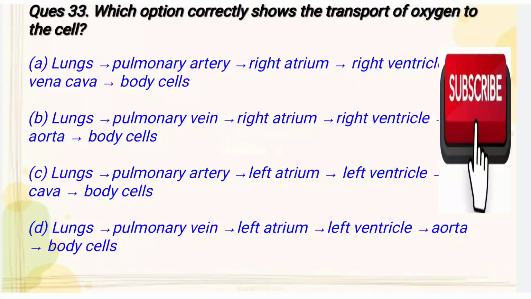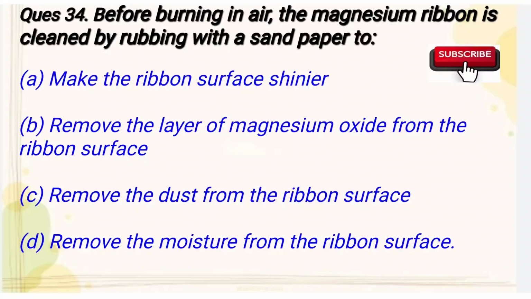Which option correctly shows the transport of oxygen to the cell? Option D. From lungs to pulmonary veins, and then left atrium, left ventricle, then aorta and body cells. Option D is the correct option. Before burning in air, the magnesium ribbon is cleaned by rubbing with sandpaper to remove the layer of magnesium oxide from the ribbon surface.